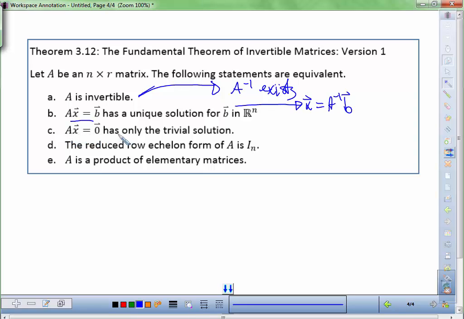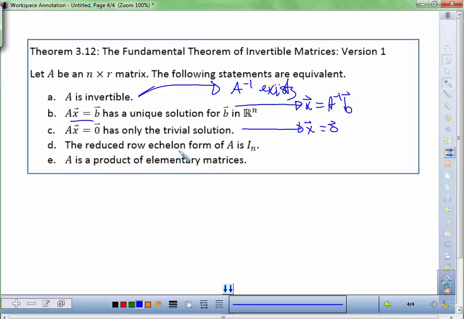Ax equals 0 says that we only have the trivial solution, which means the only way this would be equal to 0 is if x is equal to 0. And by x is equal to 0, I mean the 0 vector. So if it's x, y, z, then it'll be 0, 0, 0. If it's x1, x2, x3, x4, then it would be 0, 0, 0, 0, depending on what your dimension of x is.